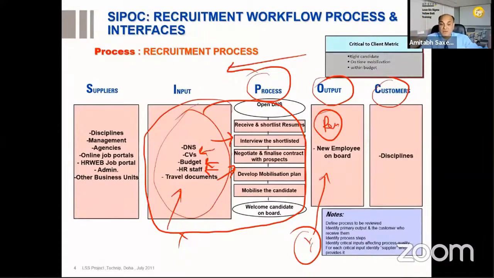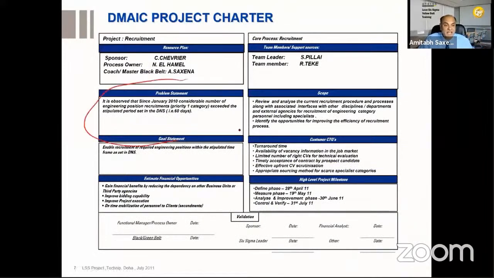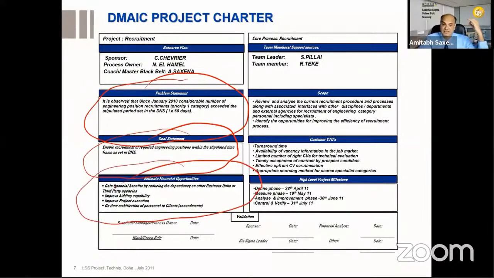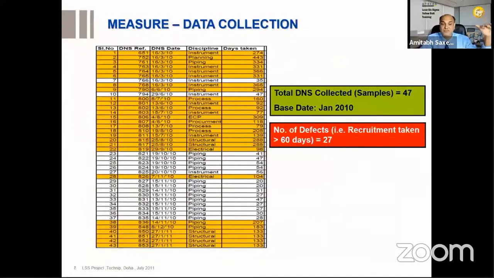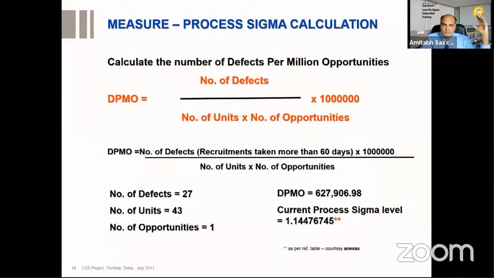I'm focusing on process, not on people. And then I make a project charter with a nice problem statement and a goal statement. Today, recruitment cycle time is more than 60 days. I would like to reduce it to less than 60 days. If I do, there are some benefits to the organization. Define phase completed. Go to the measure phase. I collect the data on recruitments and I draw a histogram, the way I showed it to you, and also calculate sigma level. There's a method to calculate sigma level. It requires half an hour of explanation.